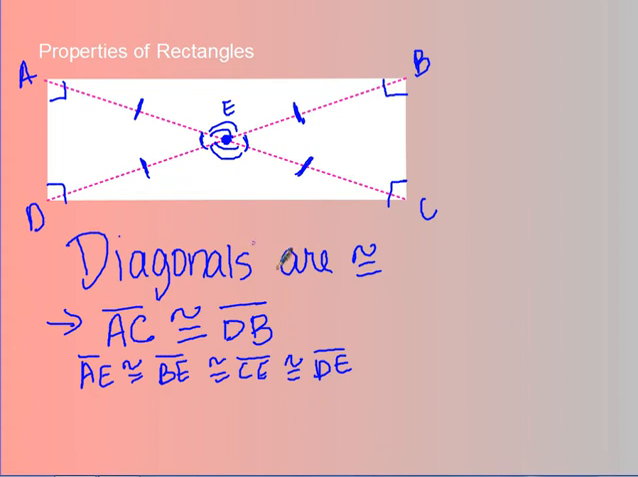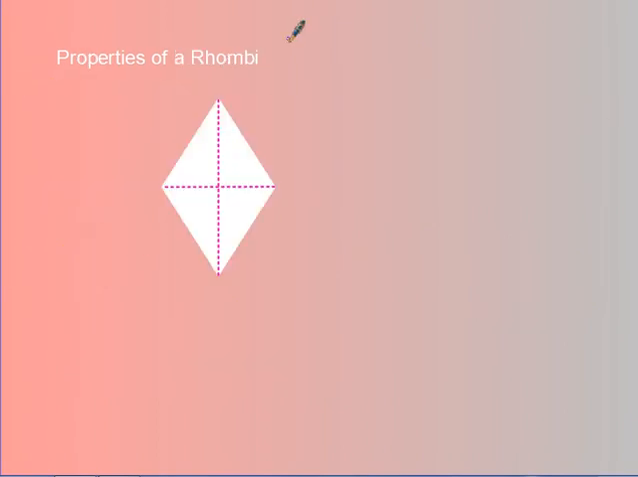This is an isosceles triangle. They're all isosceles. So it's really important to note this. Diagonals are congruent, and they bisect each other. And all the bisected portions are congruent. So that's important to note. Those are the properties of rectangles. Moving on, we get the properties of a rhombi.